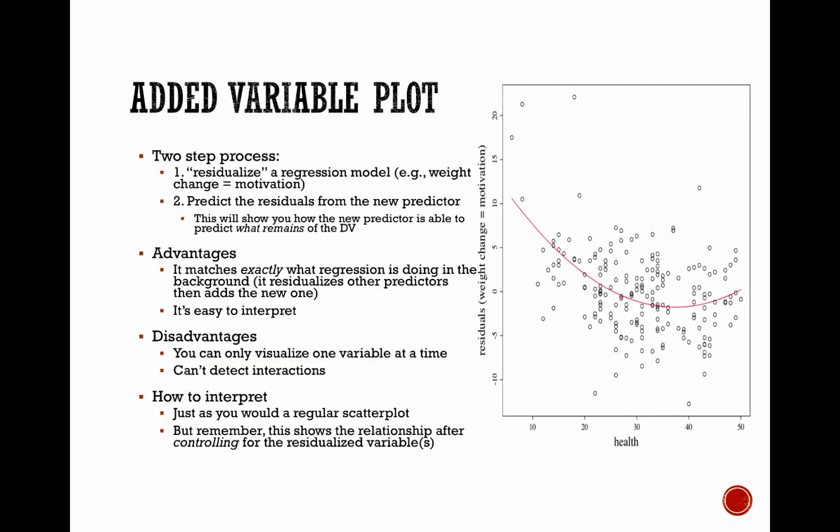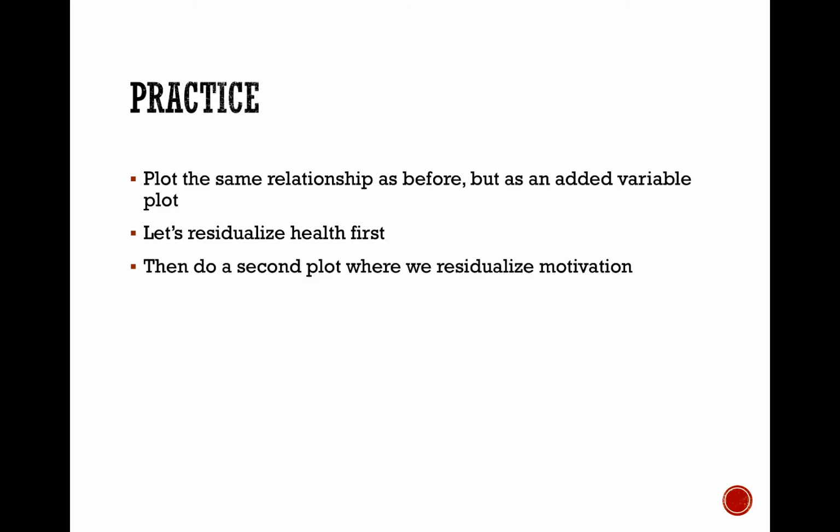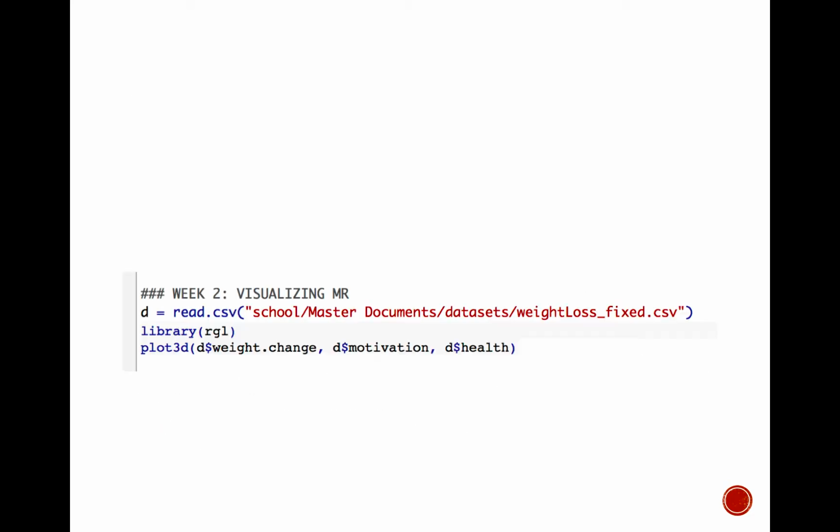Oh, we already talked about that. So how do you interpret? Well, you just interpret it like a regular scatter plot. But remember, this shows the relationship after controlling for the main effect residualized variable, not nonlinearities and not interaction terms or anything like that. So that's an added variable plot.